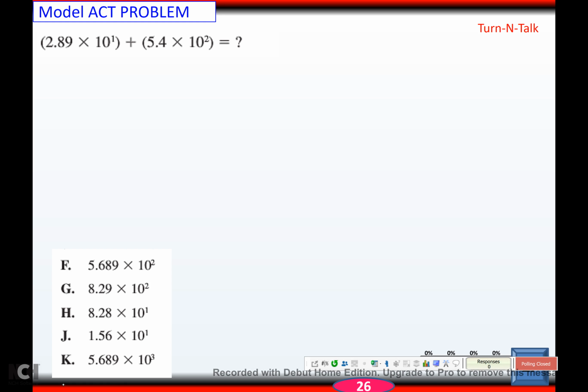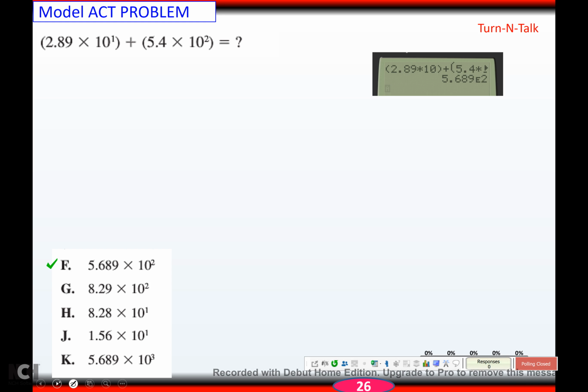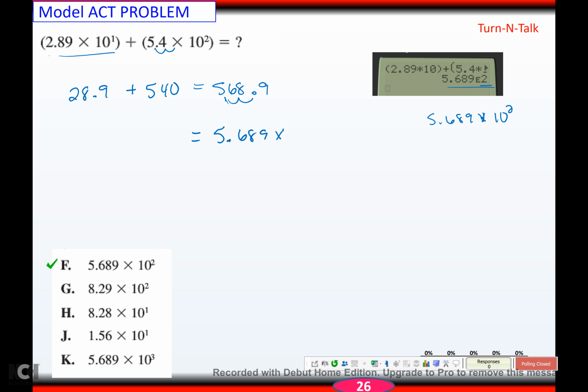Again, this one would be pretty easy to do on the calculator. Put your calculator in scientific mode. This would mean 5.689 times 10 to the second because of that E2. Or 2.89 times 10 to the first would move this over to 28.9. Plus, this would move it over twice. That would make it 540. Add those two up, you get 568.9. Make it scientific, put it here, so 5.689 to go back would be 2 to the right.